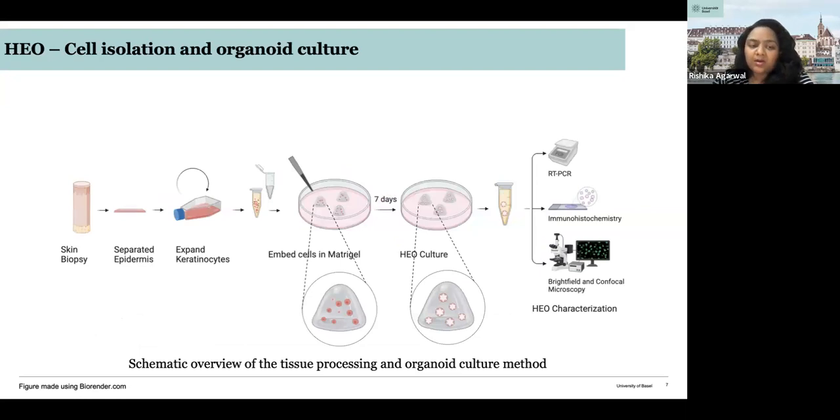Now, how do we grow these organoids? We take a skin biopsy from a healthy donor, and then we separate the epidermis using enzymatic dissociation, and then further isolate single cells using trypsin. These cells are then expanded until we have a certain number of cells. And then these are embedded in Matrigel. Matrigel is the extracellular matrix. It's basically a jelly-like substance that gives the cells a 3D space to grow compared to a 2D culture where they are growing only on the flat surface of the dish that we culture them in.